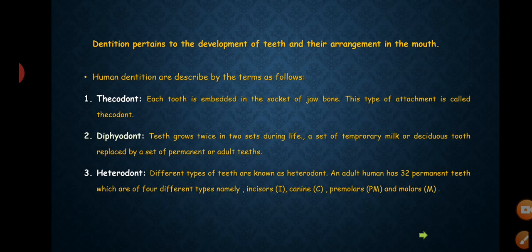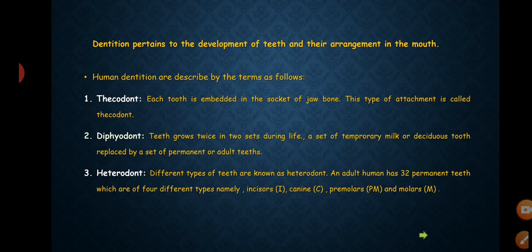Dentition pertains to the development of teeth and their arrangement in the mouth. As you know, the teeth help us in mastication and also in the digestion of the food that we eat. So the arrangement of teeth in the mouth and development of teeth in the mouth defines dentition. Human dentition can be described by the following terms.